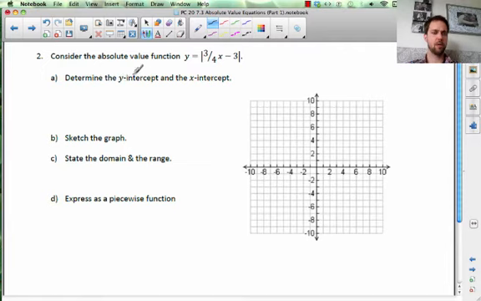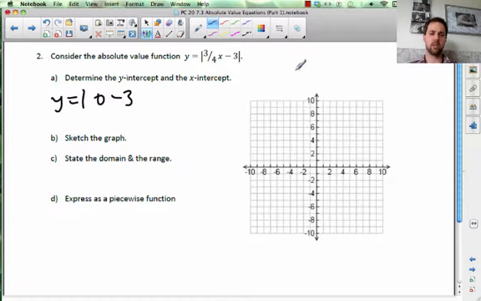There's our warm-up. So consider the absolute value function y equals the absolute value of 3/4 x minus 3. Determine the x and y intercept. So the y-intercept is the easiest one. Plug in 0 for x and we get y equals the absolute value of 3/4 times 0, which is 0, minus 3. Okay, so we're taking the absolute value of negative 3, which is 3. So we're going to have the point 0 and 3.